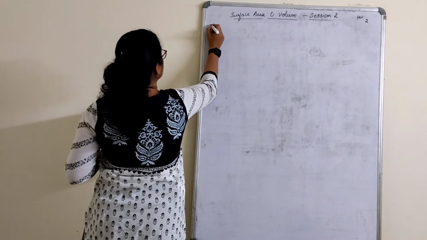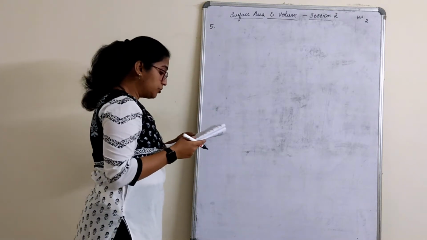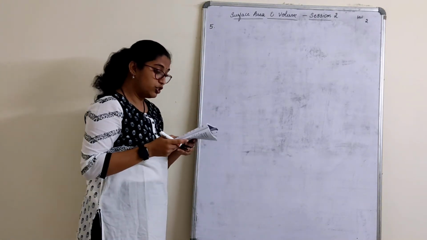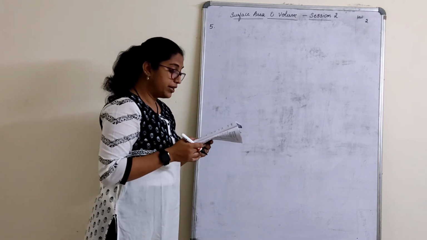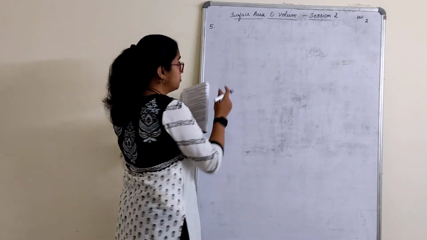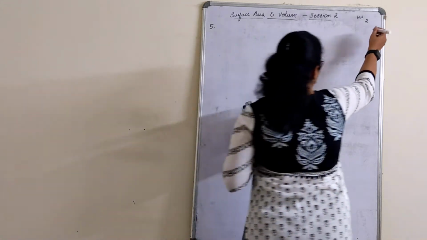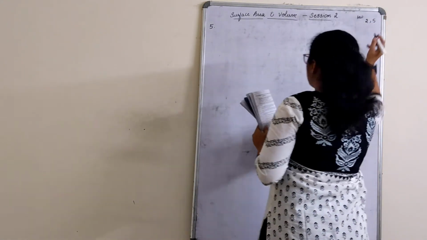Fifth one. A cubical box has an edge of 10 centimeter. Another cuboidal box has 12.5 centimeter length. So this is going to be homework, children. Fifth one, I'll just explain this.